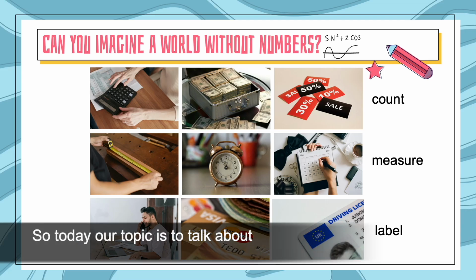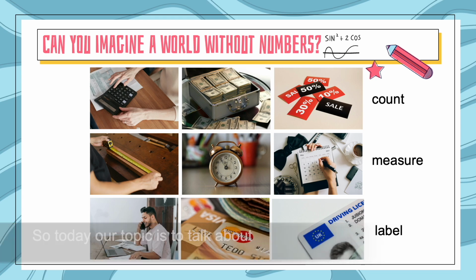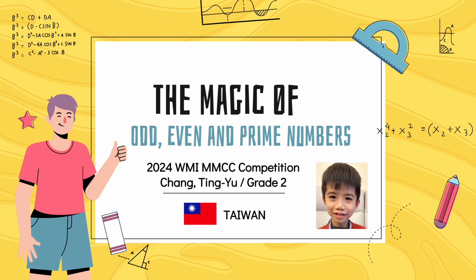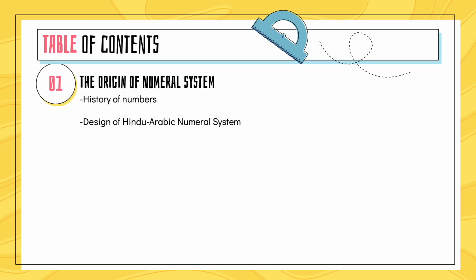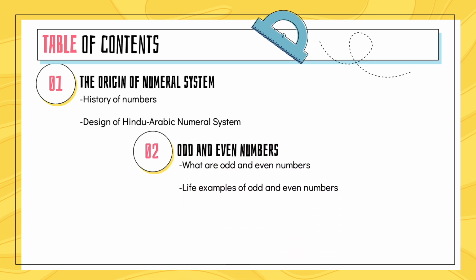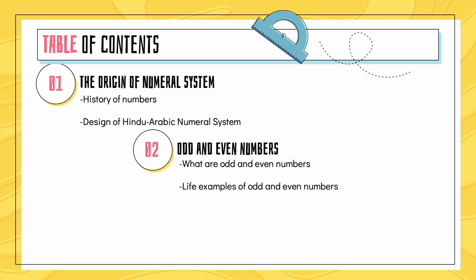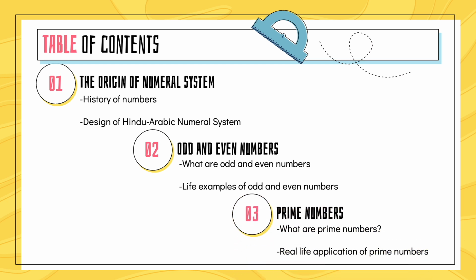So today our topic is to talk about the magic secrets about numbers. This is the table of contents. First, we talk about the origin of numeral system. In the second part, we focus on odd and even numbers and life examples. Last, we will move on to prime numbers and how prime numbers work in our life.